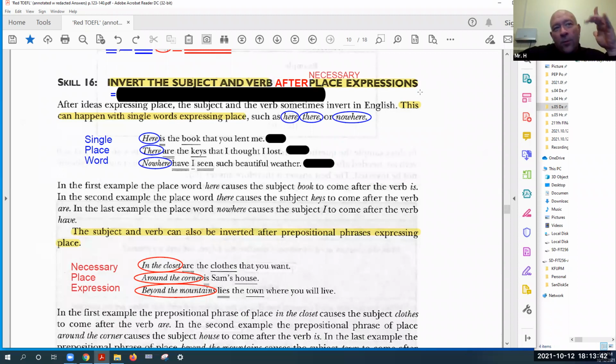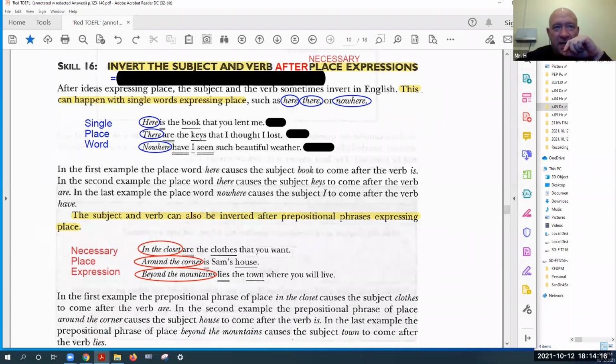So when we put the single place word at the beginning, now this idea is complete. All right. What about the last one? Nowhere have I seen such. Where have you seen such beautiful weather? Nowhere. Nowhere have I seen such beautiful weather. So this place word, the single place word, completes the idea. Okay. All right.